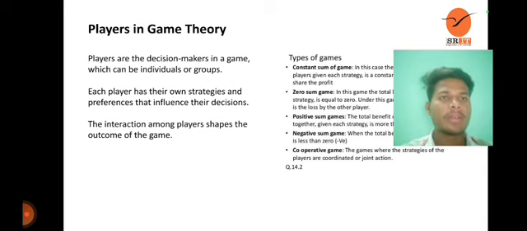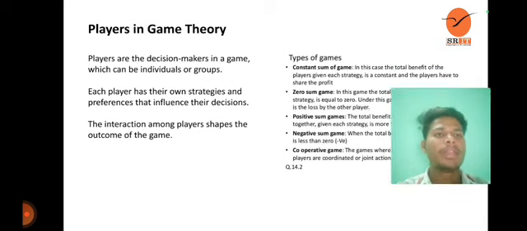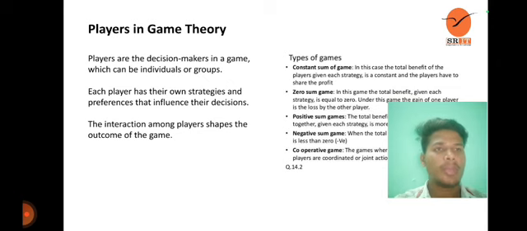Types of games. Constant sum game: in this case, the total benefit of the players for a given strategy is a constant, and the players have to share the profit. Zero sum game: in this game, the total benefit for a given strategy is equal to zero. Under this game, the gain of one player is the loss of the other player.